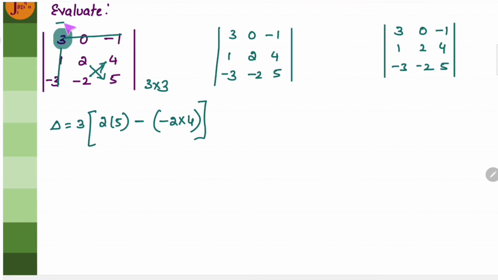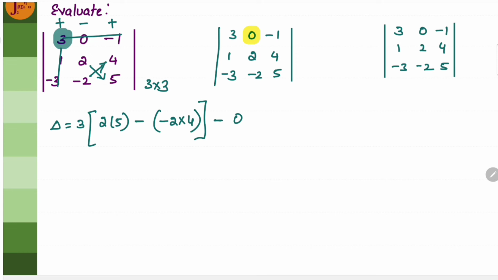So remember one thing. It has to be plus, minus, plus. So when you take the second element, you have to put minus here. Right? What is the second element? The second element is 0. So when you have 0, there is nothing. You don't have to multiply. Just leave it, because 0 into any of this is going to be 0 only. So it's going to be 0.